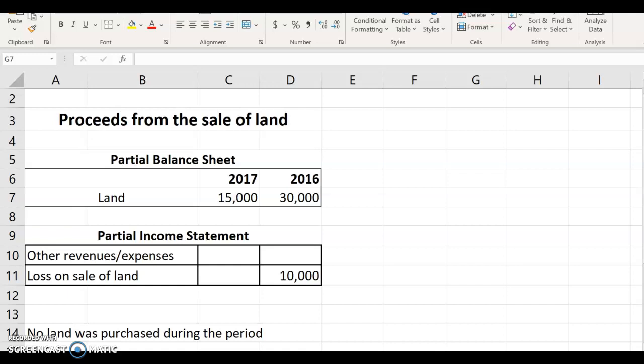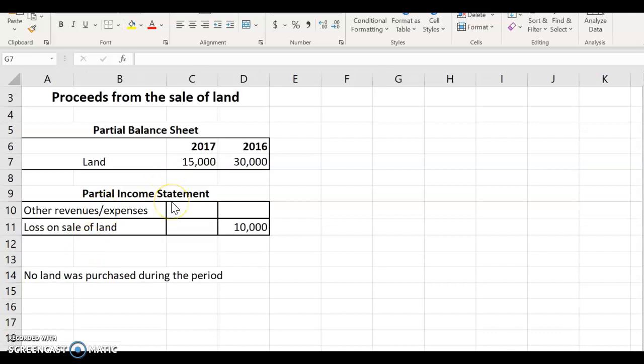Sometimes a cash flow statement problem will give you the cash proceeds from a sale of land, for example, but sometimes all you have is the financial statements in front of you because you don't have access to the general ledger individual transactions. But you can calculate the proceeds knowing everything but one variable. So in this case, we don't know our proceeds. So this is how we can calculate them.